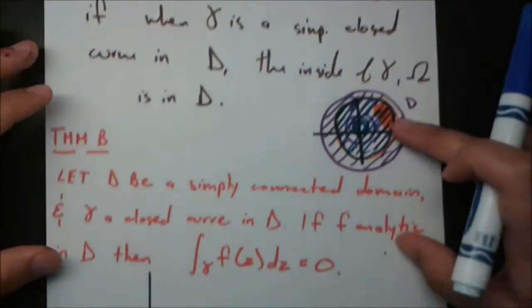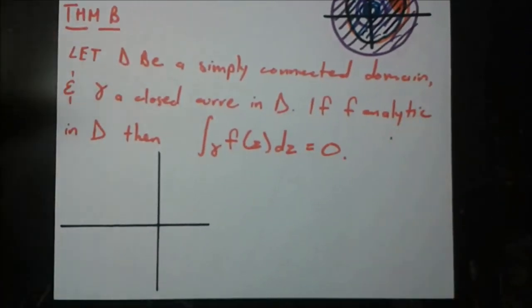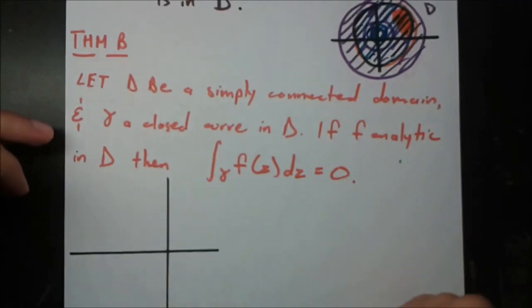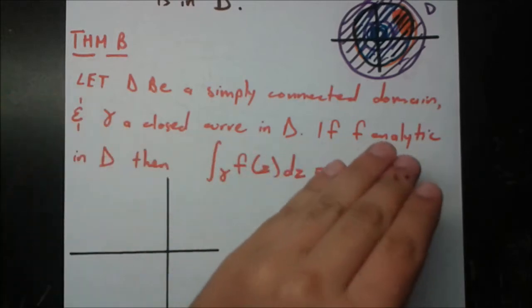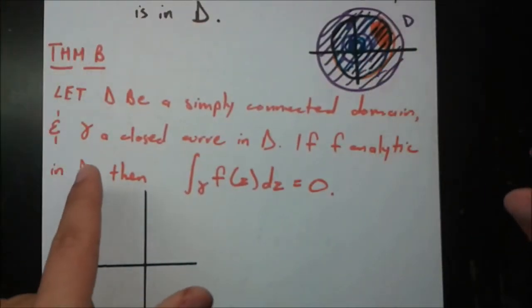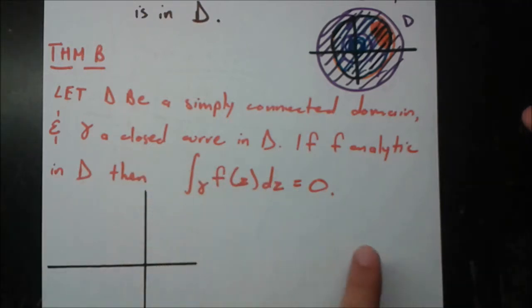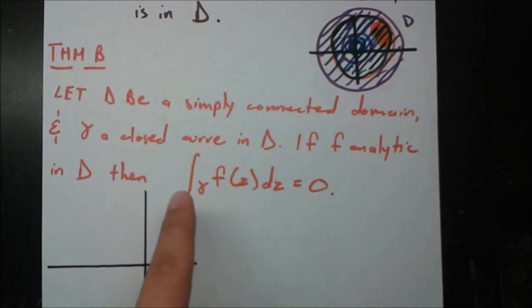Okay, so this will be important in the next theorem, which we'll prove just by a little picture. No complicated proof for this one. So Theorem B says: let D be a simply connected domain, so what we just talked about, and let gamma be a closed curve in D. If f is analytic in D, then again we have the line integral of f of z dz over gamma equals 0.